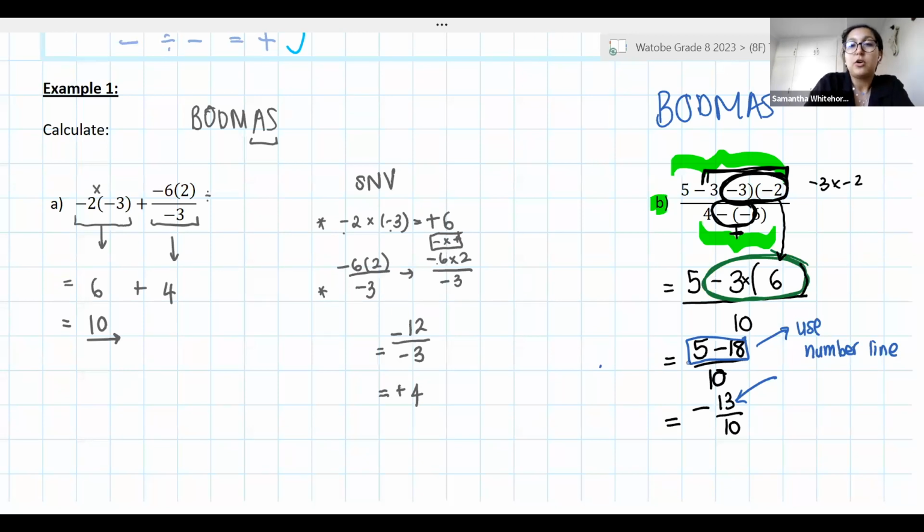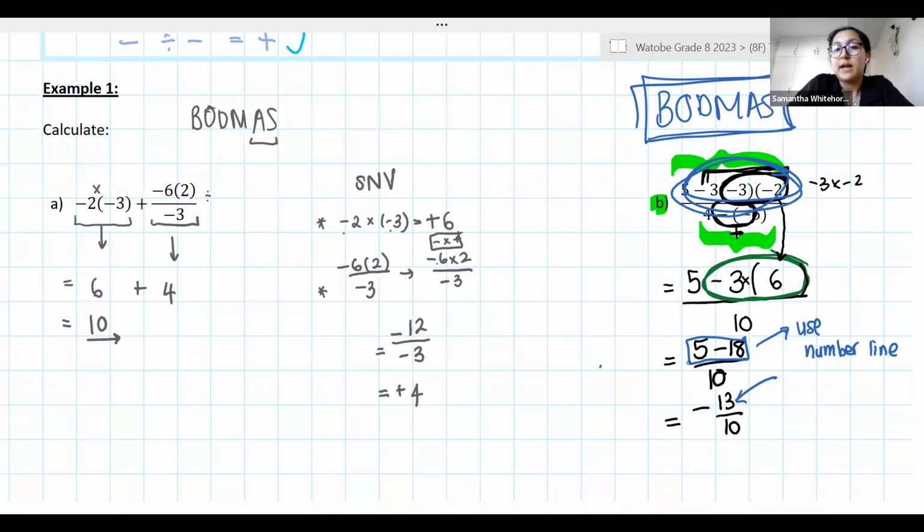So we needed to follow BODMAS, which meant that we needed to do the multiplication first, and then we can go and simplify the rest. Guys, the corrections are on the screen. So what I'm doing now is the corrections, for lack of a better word.